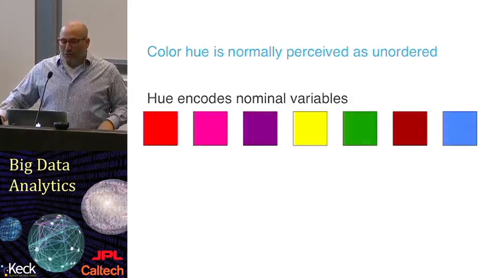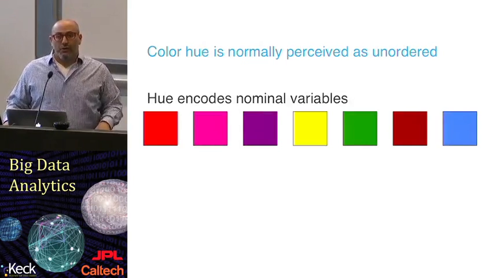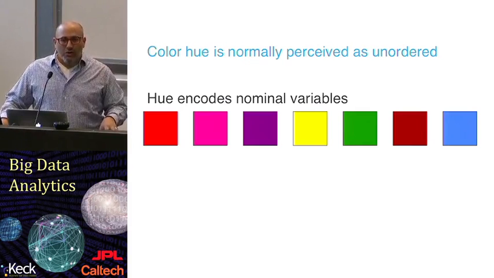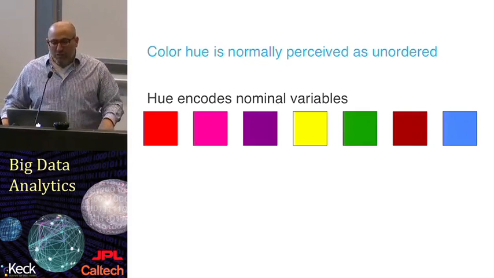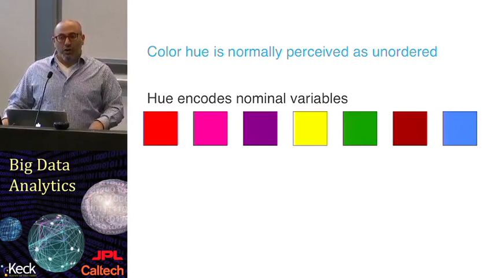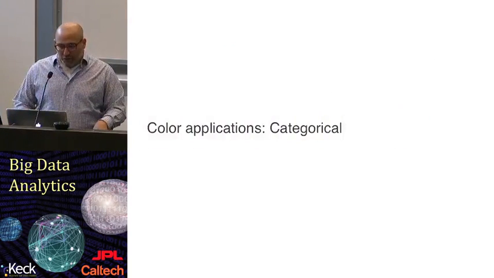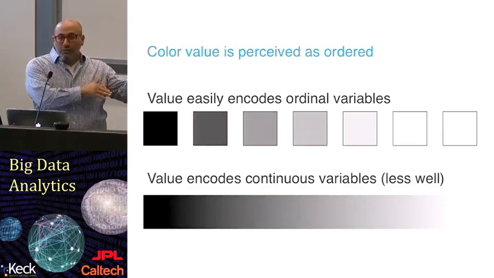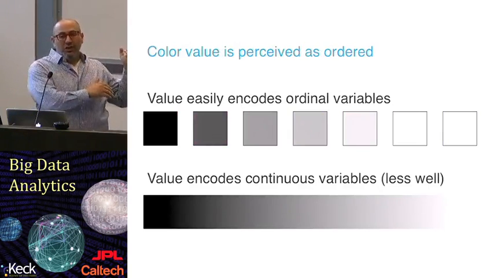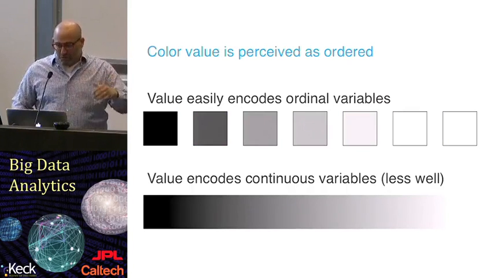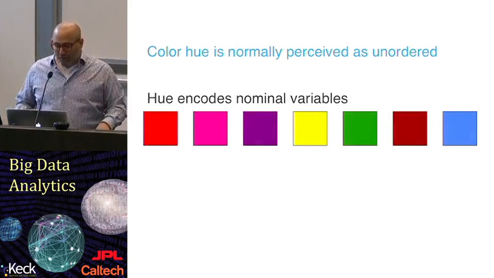Another thing that I think you can use is that hue is normally perceived as unordered. And so this means that hue is a really good way to label nominal variables. And so when you have things that have no ordering, picking color is really valuable because color, hue, does not have an order. Whereas if you look at color value, it does have an order. And so it effectively is not nearly as good for nominal values as the unordered color values.